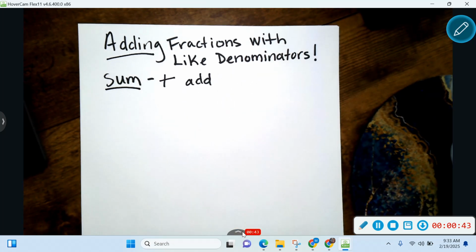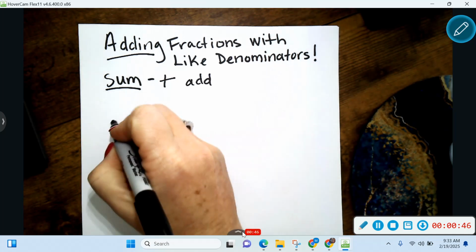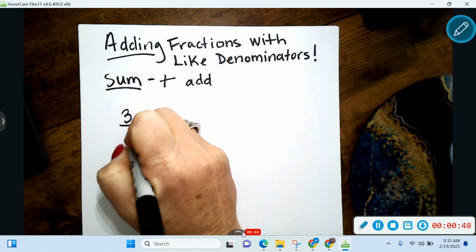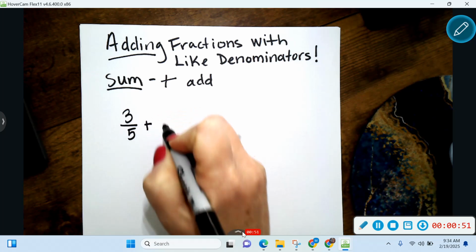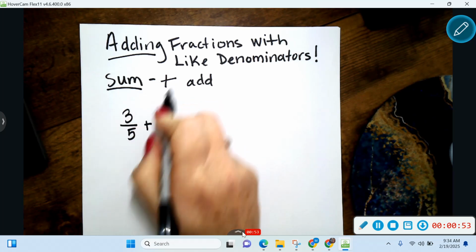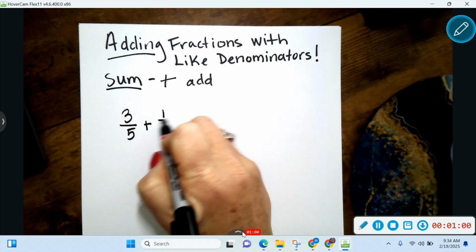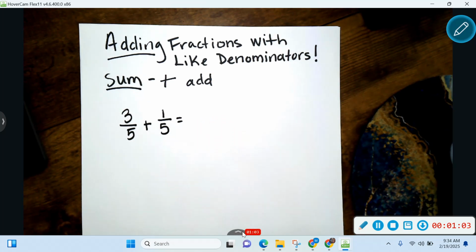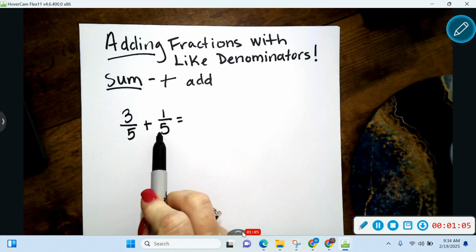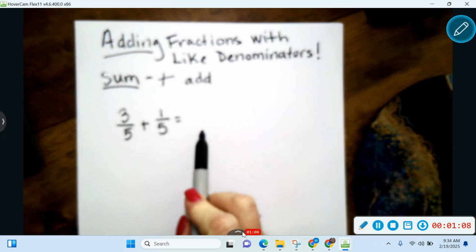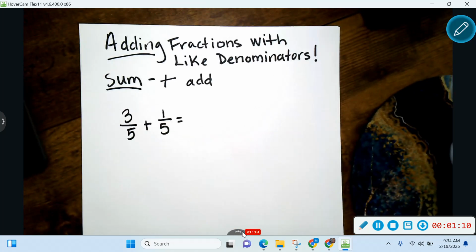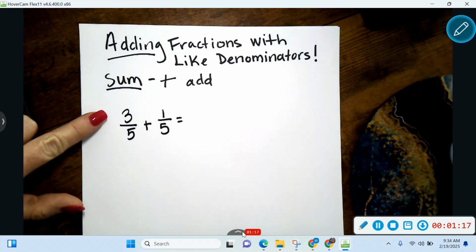All right, so we'll start with our first one, pretty simple. We have 3/5, and the word and is also another word you will see that means you will add: 3/5 plus 1/5. Now I want you to always remember, if the denominator is the same, it stays the same. Okay, so 3/5 plus 1/5, you're going to add your numerators, which is the number on top.